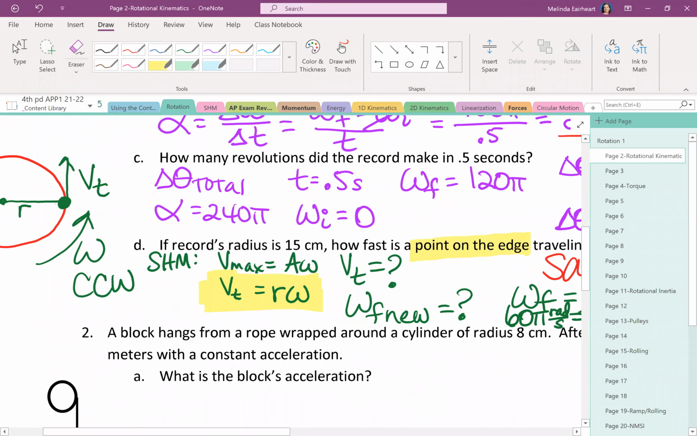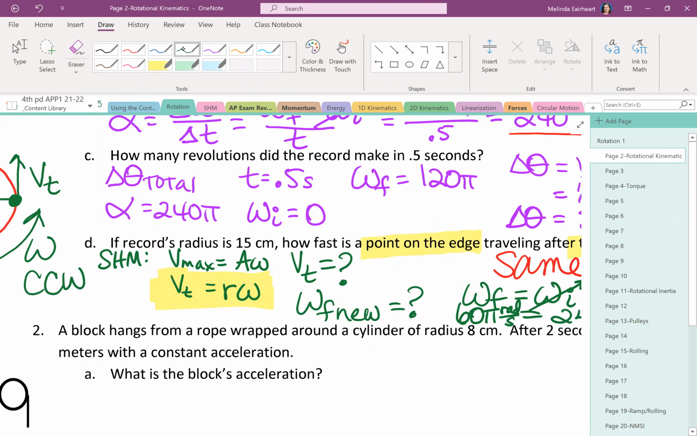All right, let's apply it. And so back to finding tangent velocity. We need that radius. They said it's 15 centimeters. Any thoughts on that? Boo, because centimeters is not SI. We want to move that decimal 2 places to the left. So it would be 0.15 meters times, well, that final angular velocity was 60 times pi.